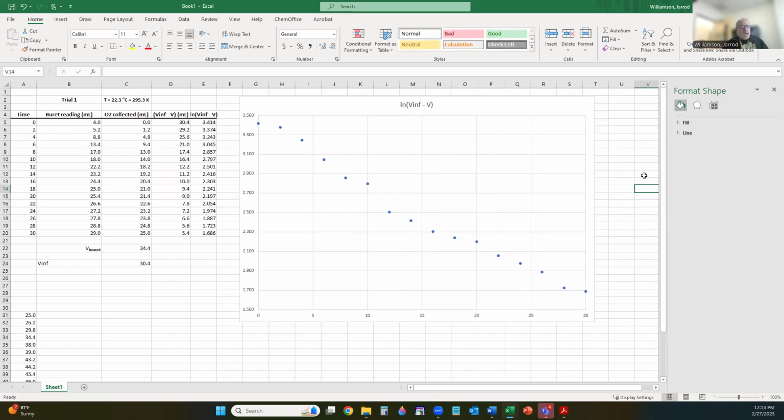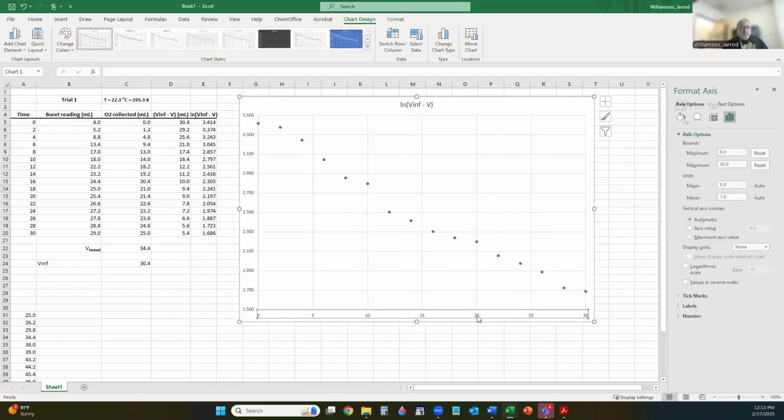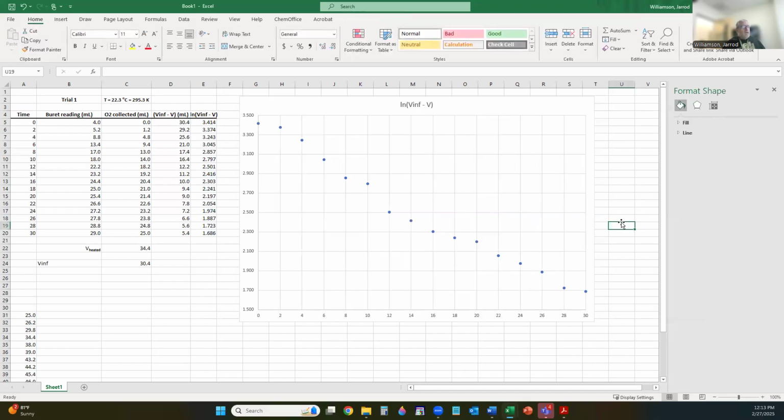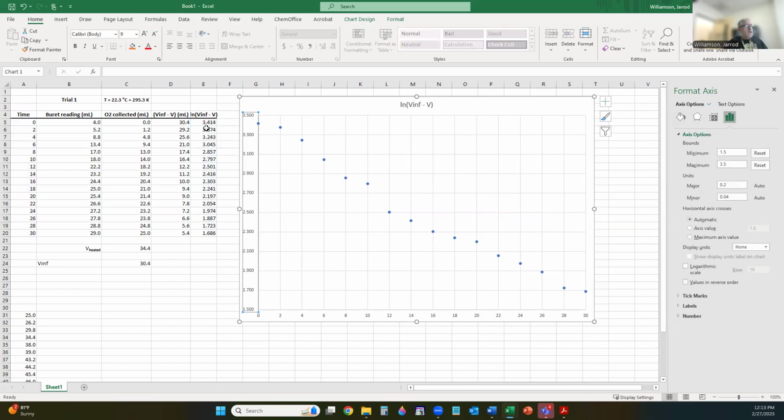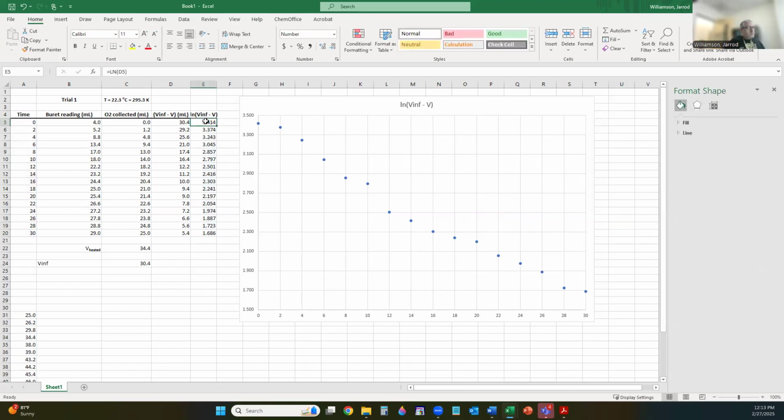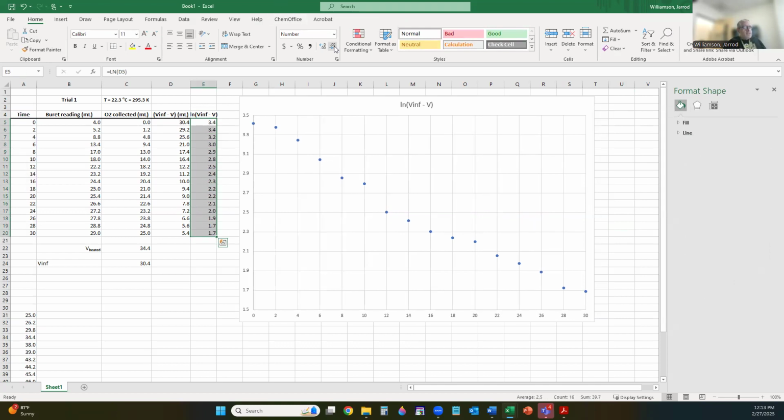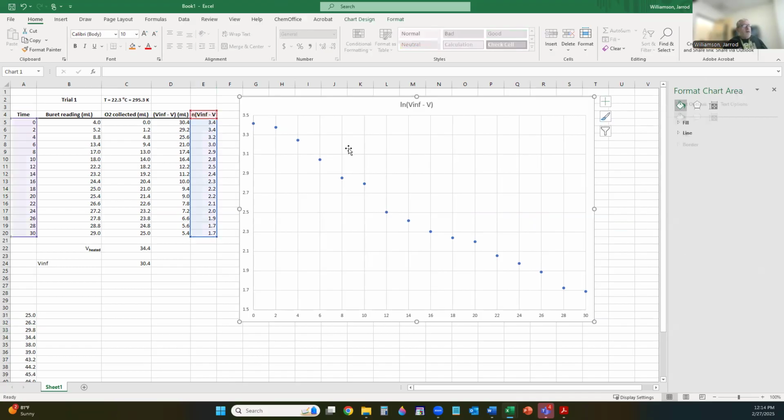Maybe I want to make these grid lines major grid lines. Maybe I want to make it 2. That looks a little bit better. I don't know why that's going. Oh, you know what? I bet if I go over here and reduce this number of decimal places, that makes much more sense. Okay. So when I changed the number of decimal places here, it changed the number of decimal places here.